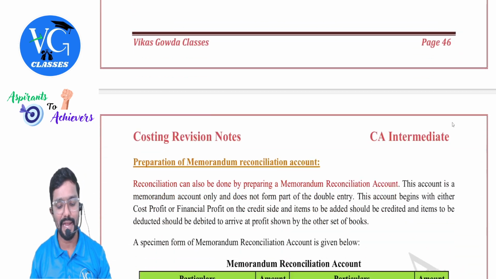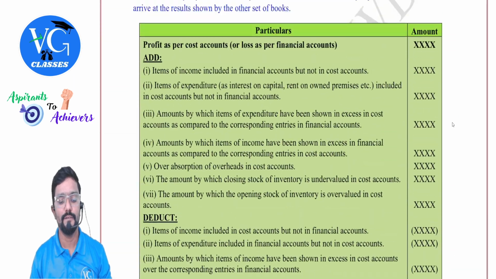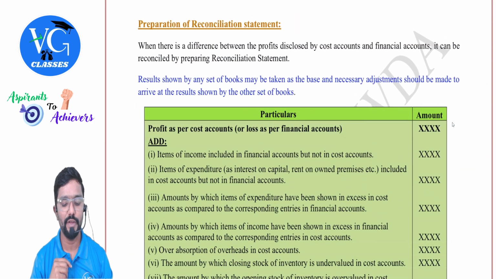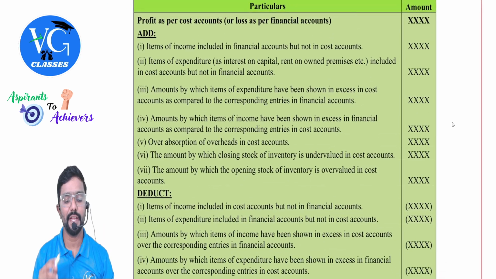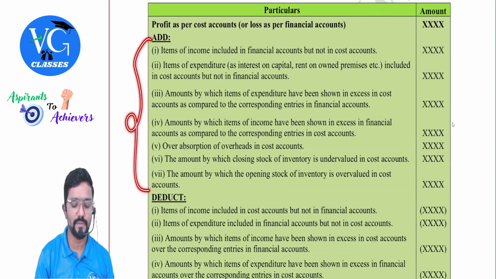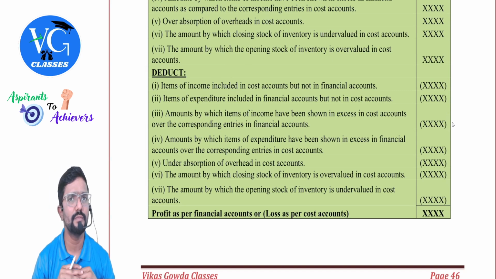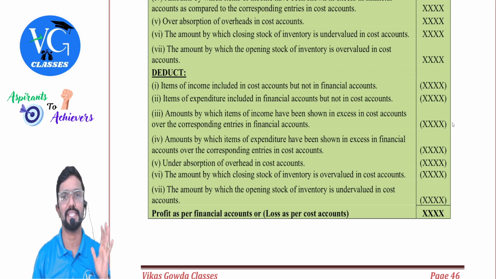Another one is through memorandum reconciliation. First, you can see the reconciliation statement. Sir, what do we do? We take one profit as a base. I have given cost profit here. If I take cost profit as a base, I have given all the items which you need to add and all the items which you need to deduct. You need to mug up all this, no? Nothing to mug up. I have just given it here for your reference. As I told you, I just took a few examples and explained, the same way you analyze this.